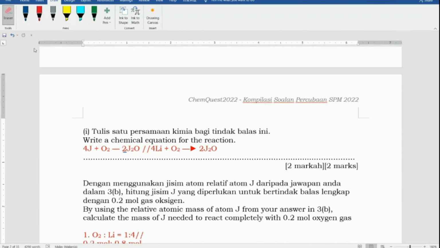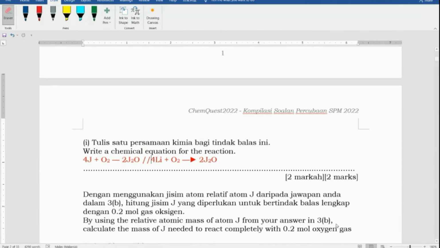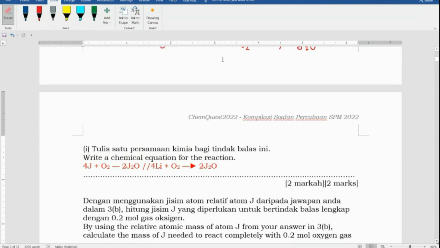Okay, so now, class, we look into this question. Last week we discussed already. First, what we need to find out? We need to find the number of mole, correct? First, you have to find the mole. Second, we have to find the mole ratio. Number 3, you find the one asked in the question. Here it will be mass of J. Is that okay?